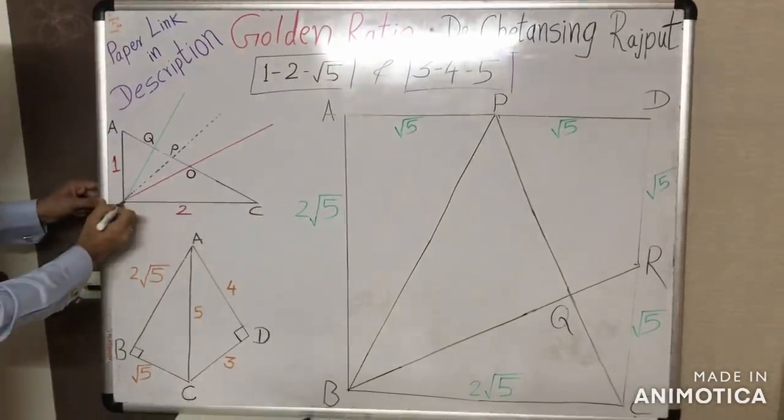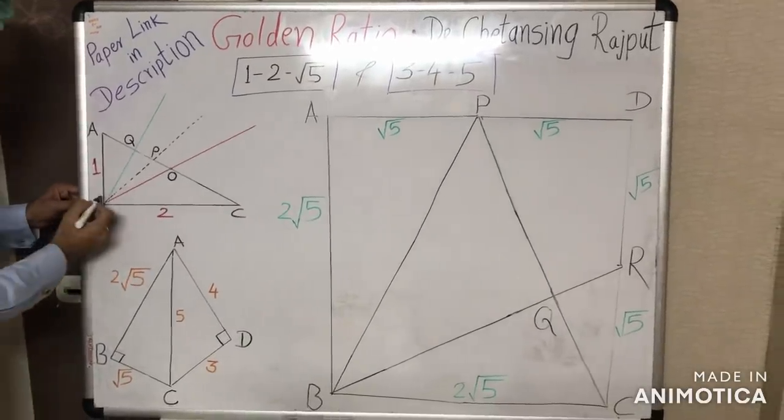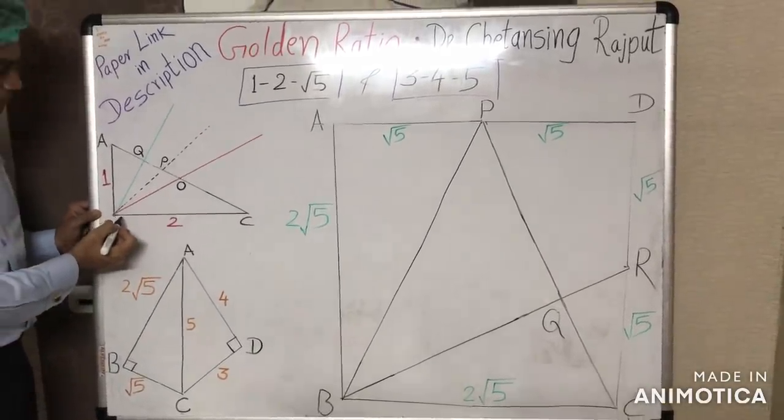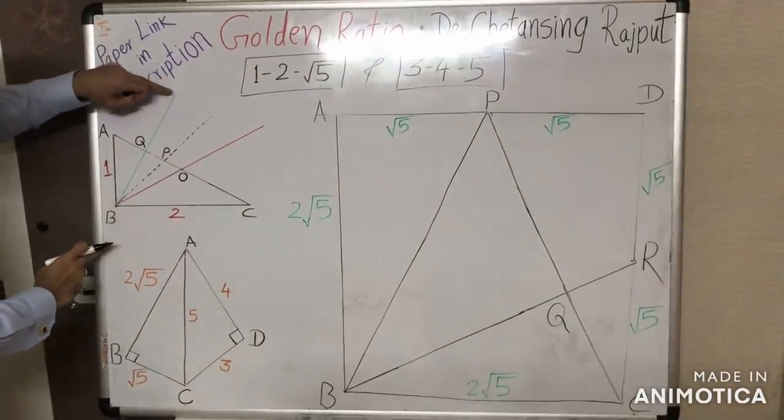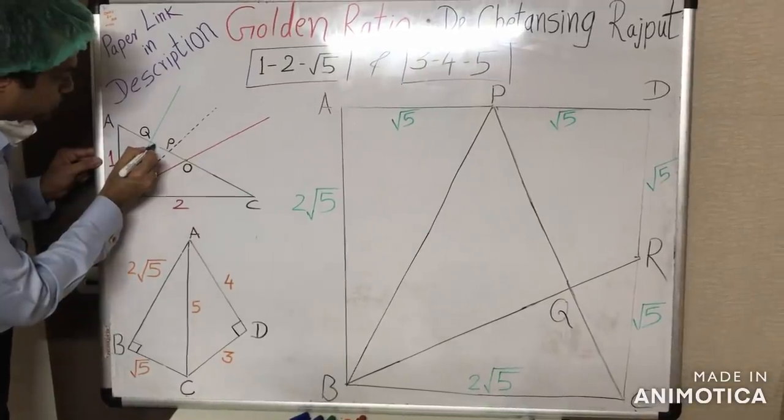Now, this BP is the angle bisector of this right angle. And this line BQ is the altitude on the hypotenuse.